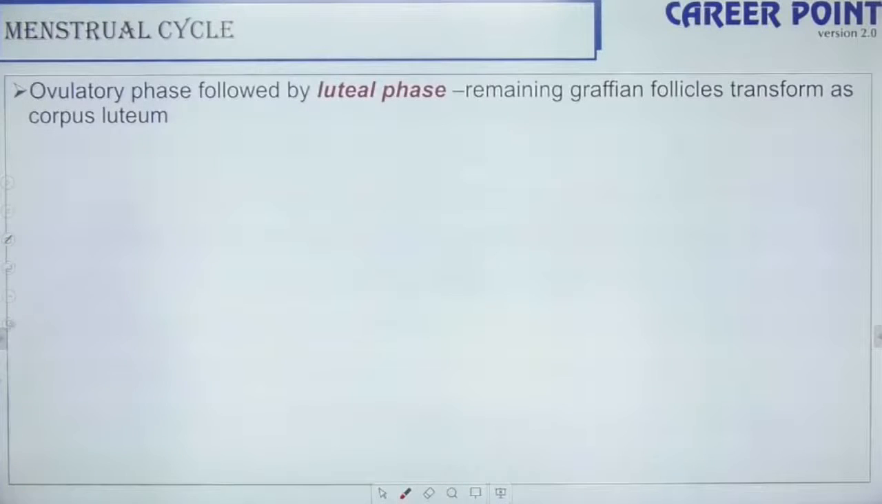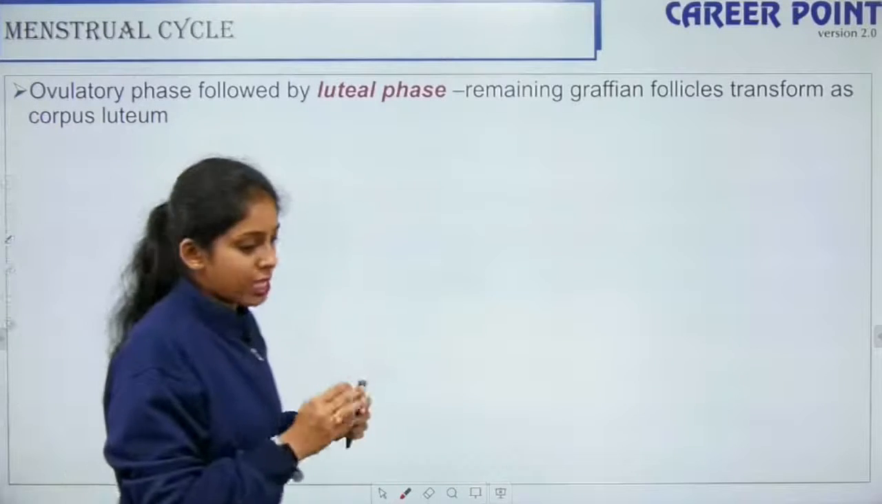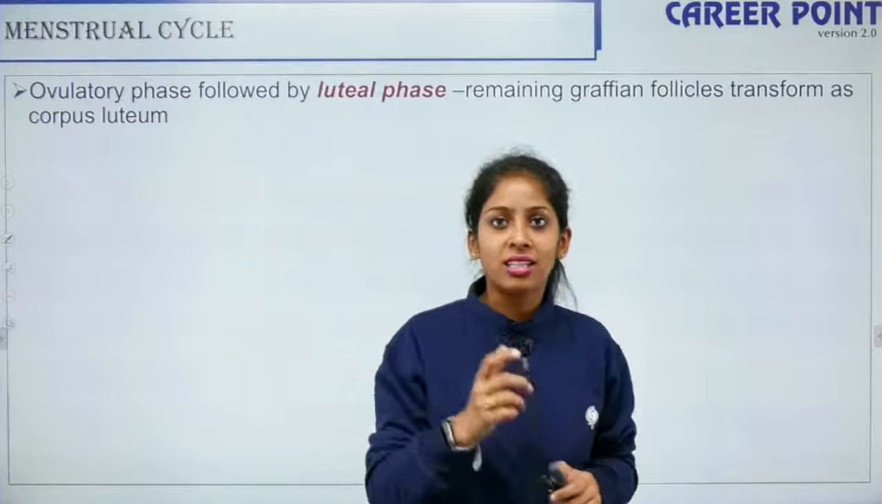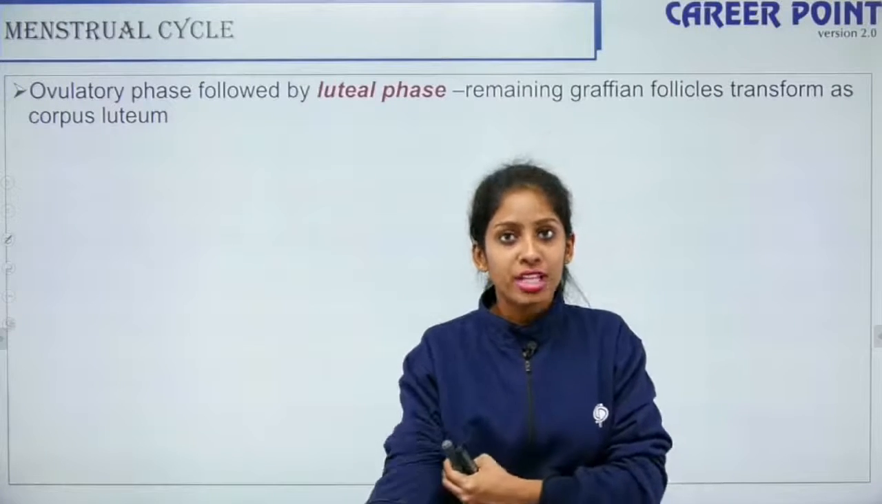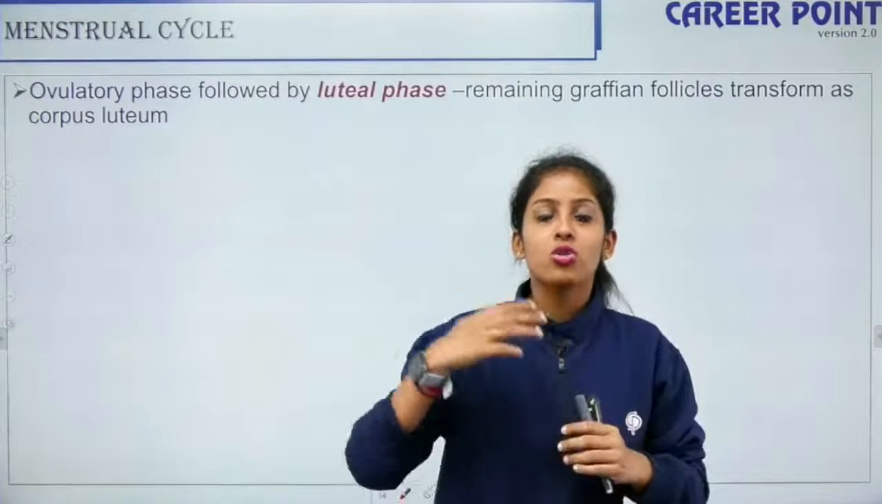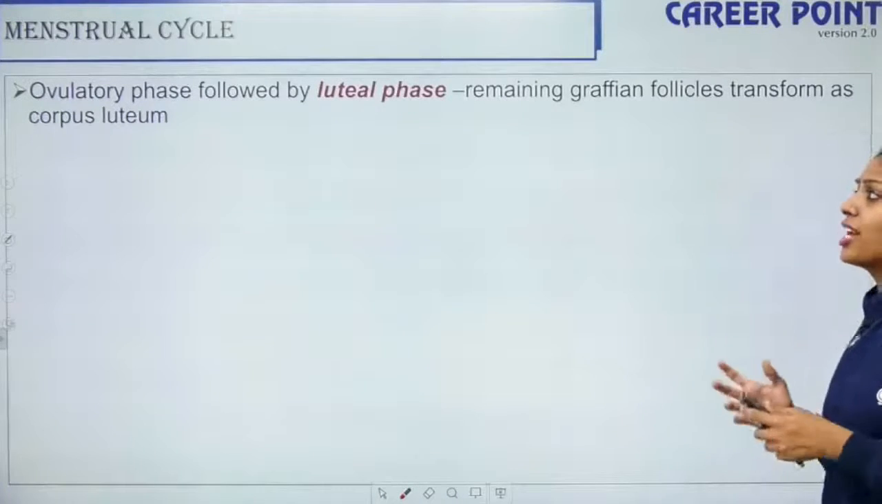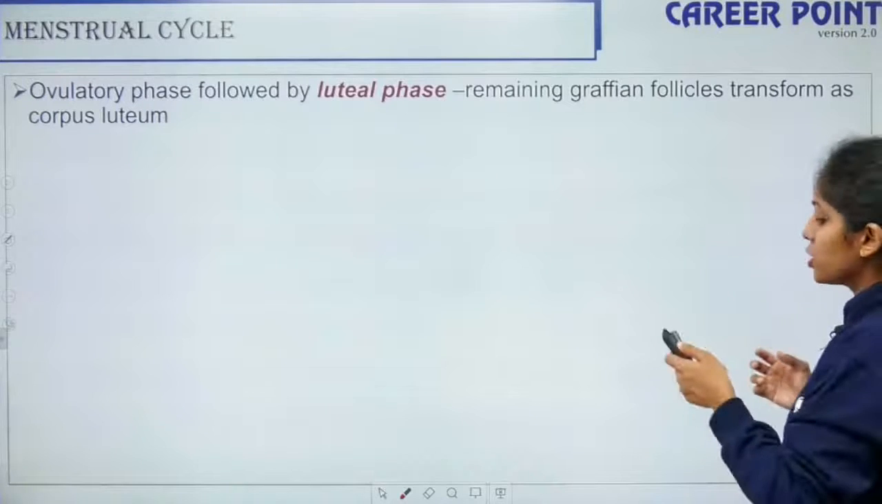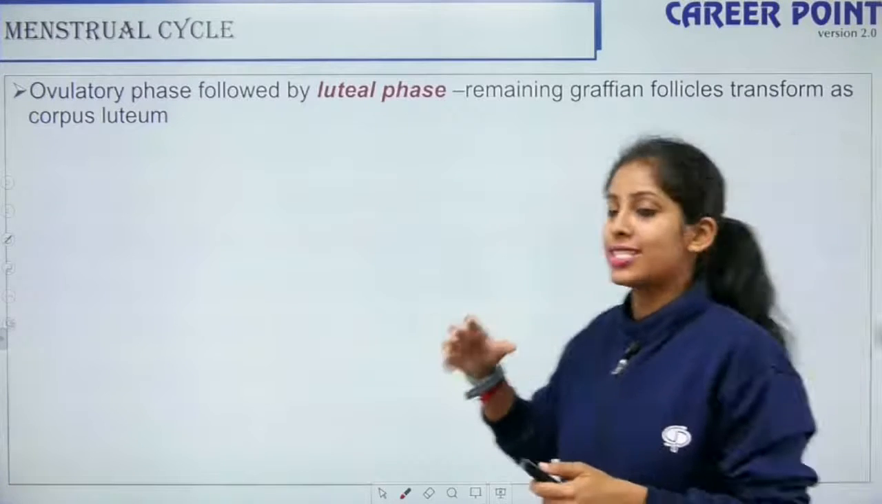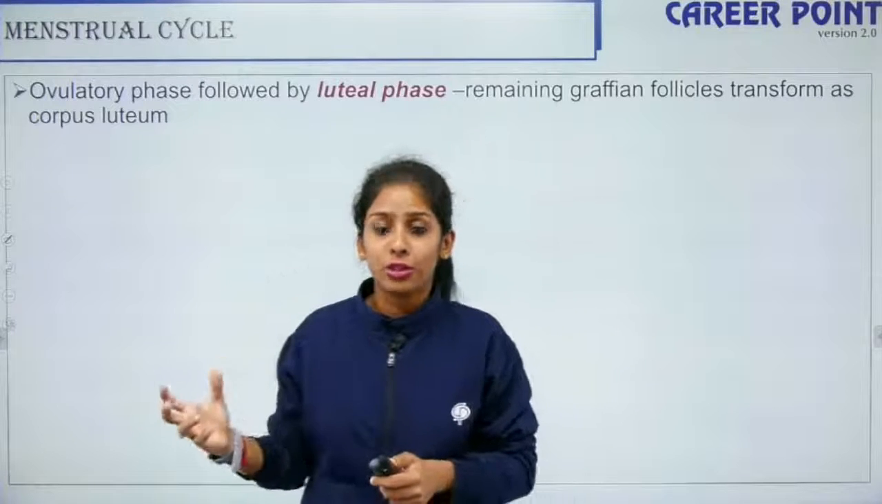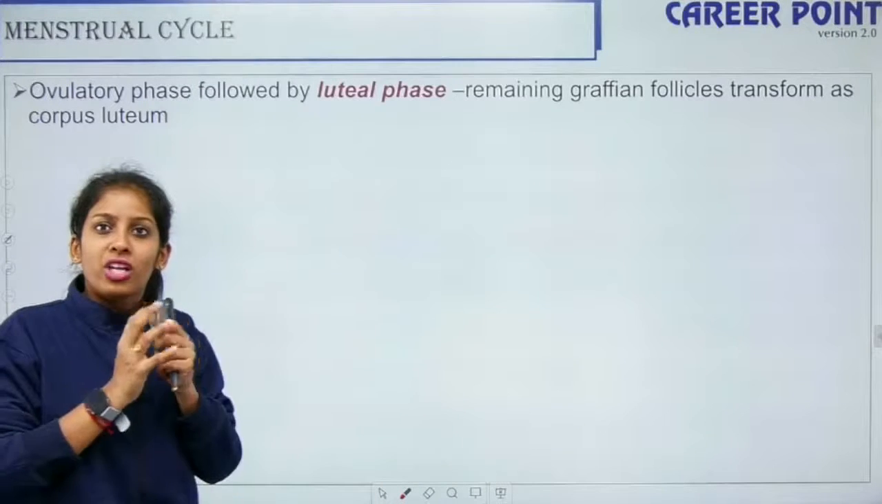Alright, so the ovulatory phase is followed by the luteal phase. Just like the follicular phase has another name, the proliferative phase, your luteal phase is also called the secretory phase. In the luteal phase, the remaining Graafian follicle gets converted into corpus luteum. So the Graafian follicle is ruptured.